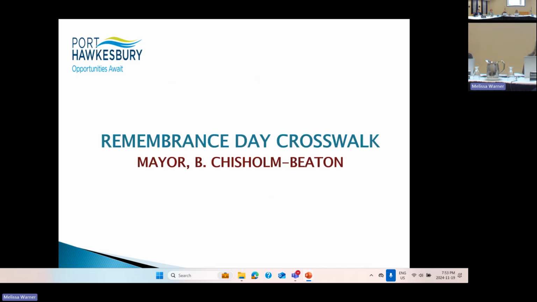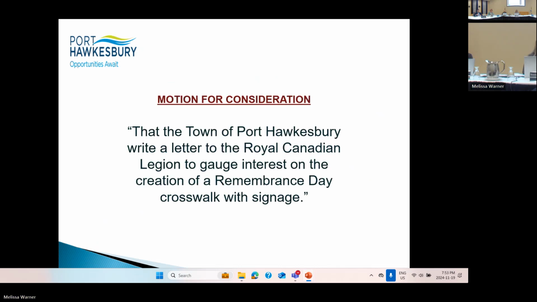So with regard to the Remembrance Day crosswalk, that the Town of Port Hawkesbury write a letter to the Royal Canadian Legion to gauge interest on the creation of a Remembrance Day crosswalk with signage. What is the wishes of council?